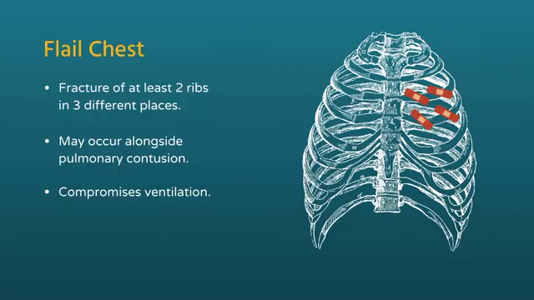The problem with this is that, among other things, it majorly can compromise a patient's ventilation. And here's how. The segment in and of itself, when it's moving, is now unstable, and you have broken rib ends that are basically rubbing up against one another. That in and of itself really, really hurts. So as a result, your patient doesn't ventilate very well. They just take a shallower breath, and that's what we call splinting.